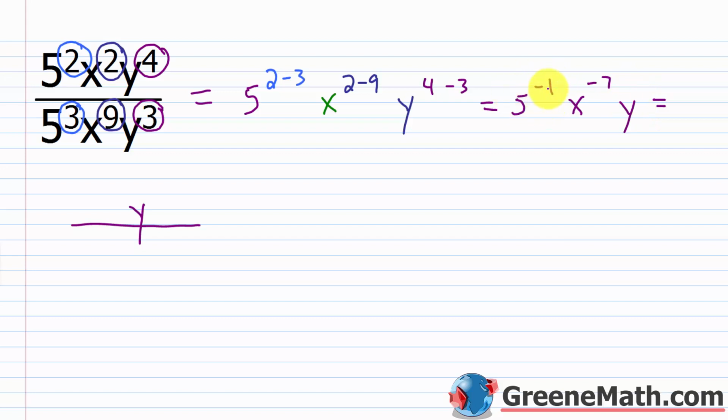This guy right here, if I drag it into the denominator, the 5 part stays the same. The exponent changes from negative 1 to positive 1. And a positive 1 as an exponent is implied, right? So you don't need to write it.